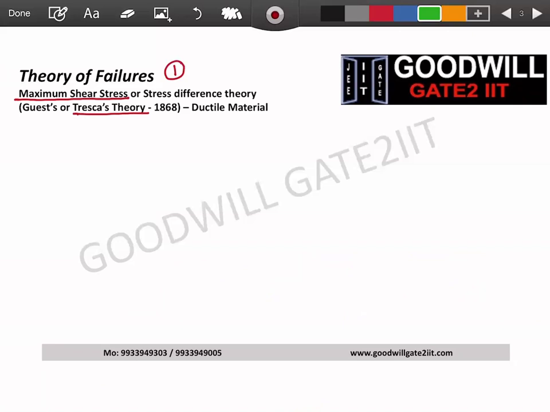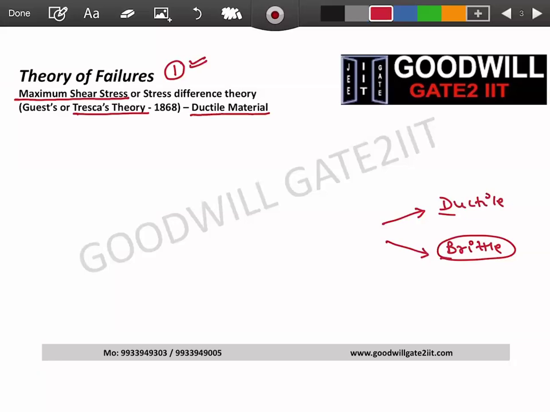Second, Tresca theory is widely accepted when it comes to ductile materials. Now there are two kinds of materials. If you don't know, let me give you a brief introduction here. You have ductile, and the other kind of material you have is brittle materials. Now the property of ductile and brittle materials is very simple. Brittle material, for example glass, when you apply a load to it, there is a direct fracture.